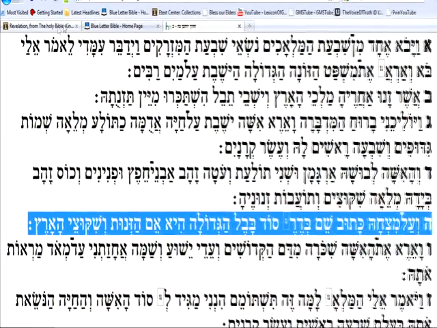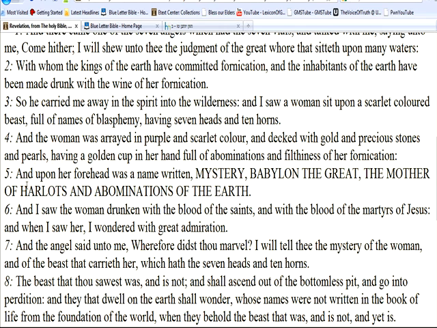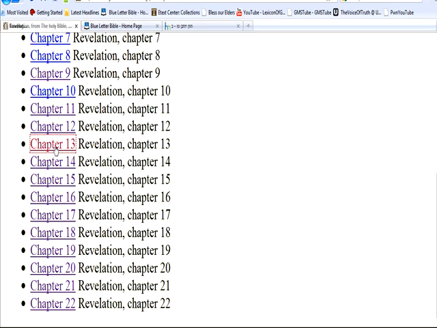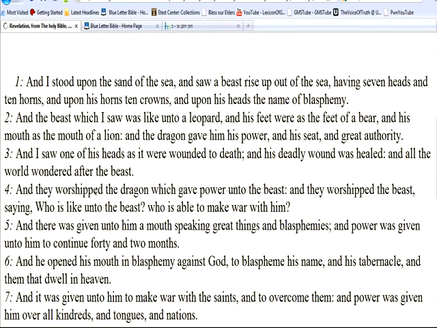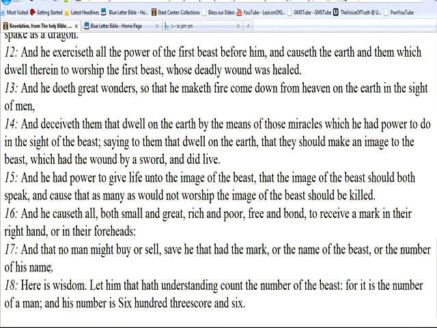So we'll go back over here to Revelation 17:5, and it says, "And upon her forehead was a name written, Mystery, Babylon the Great, the mother of harlots and abominations of the earth." Now let's go from there, because the number is 666. So let's go from there to the book of Revelation 13. We're just going to go straight to the point.